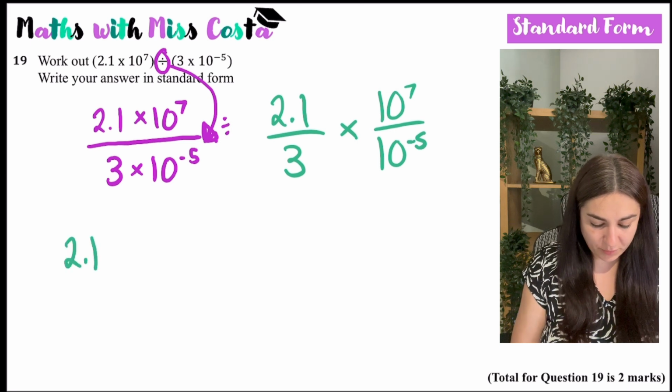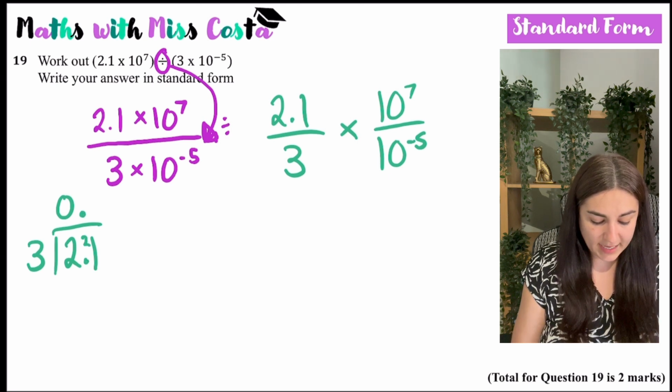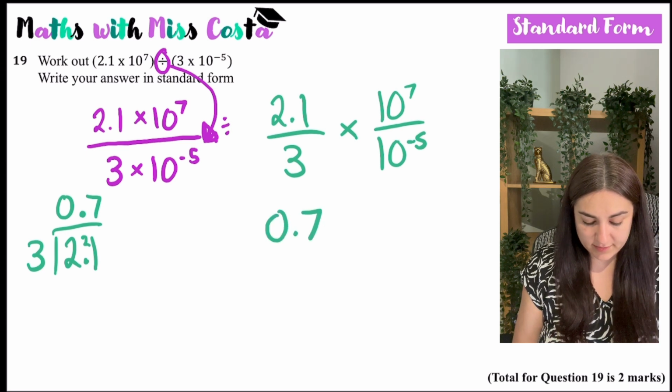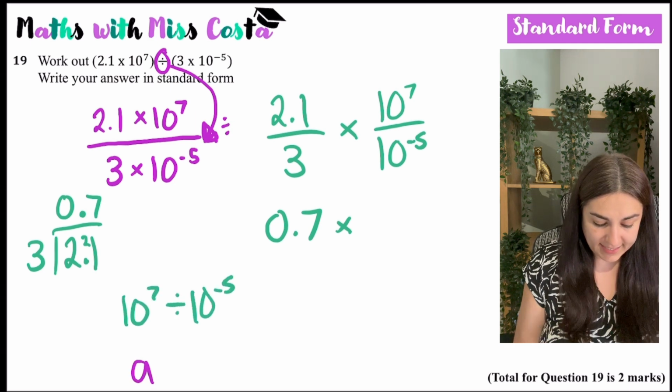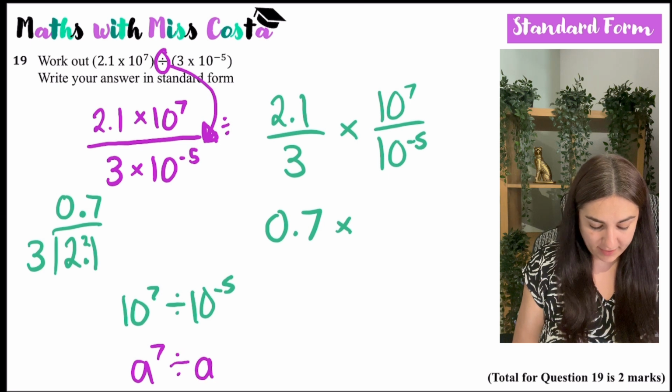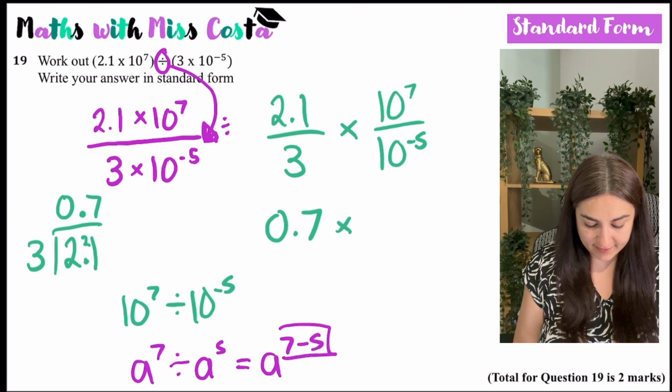So I need to do 2.1 divided by 3. So how many 3's fit into 2? 0. I've run out of numbers, so I put the decimal point and I carry the 2. How many 3's fit into 21? 7. So I know 2.1 divided by 3 is 0.7. Then I do the standard form. Now what do you do when you divide indices? Well, the law of division is that you subtract the powers, okay?